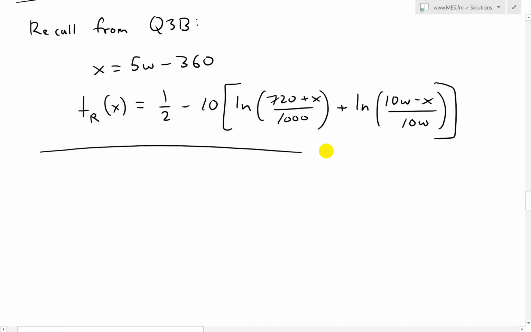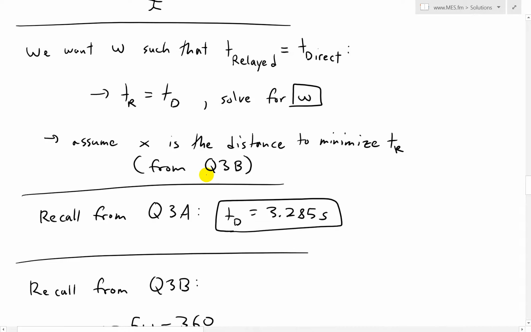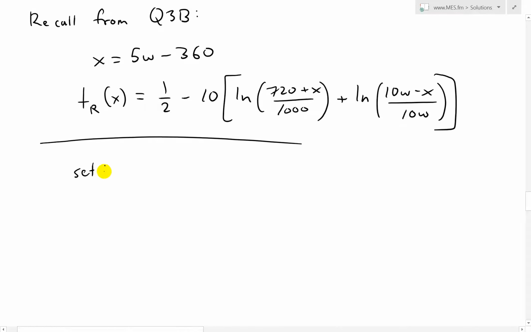Again, make sure to watch my question 3 part B to see the derivation of this. Now that we have these values, we're going to use the X value as the one to minimize TR, and that is this one right here, 5W minus 360. So we set TR of 5W minus 360 equal to TD, and then solve for that W inside, and this equals 3.285 seconds.